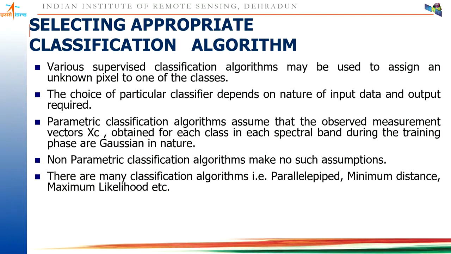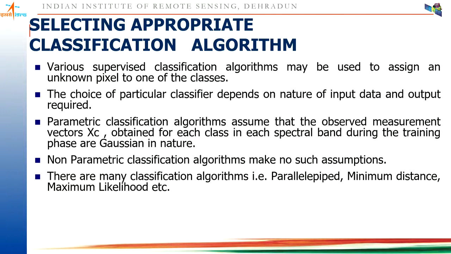Once you have collected the signatures, you have to select an appropriate classification algorithm. There are various supervised classification algorithms which can be used. The choice of the algorithm depends on the input data and the output required. Basically there are two types of algorithms. First is parametric classification algorithms, and the other is non-parametric classification algorithms.